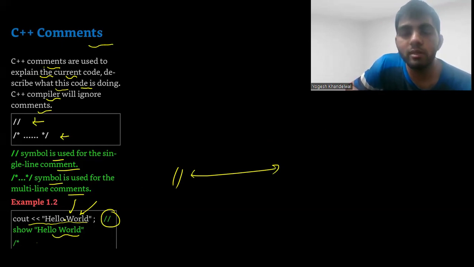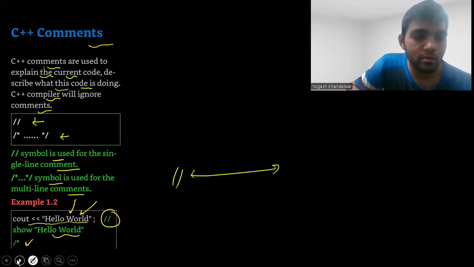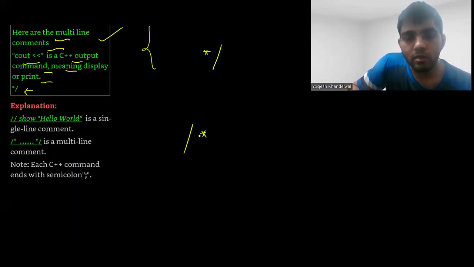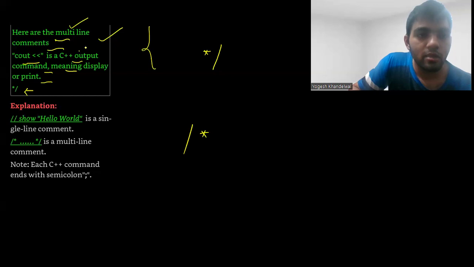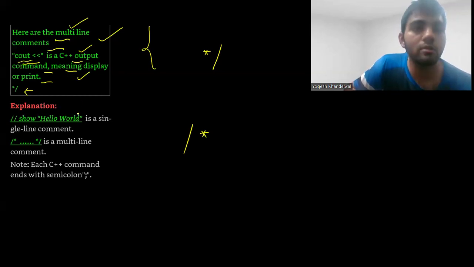If you want to write multiple lines, you can start with slash star, and then write multiple things like: here are the multiple line comments, and this is the C++ output command, meaning display or print command. This is used for displaying or printing something in the output. And at the end I am using this symbol to end the multiple line comment. In this way you can write comments. This is a single line comment and this is a multiple line comment.